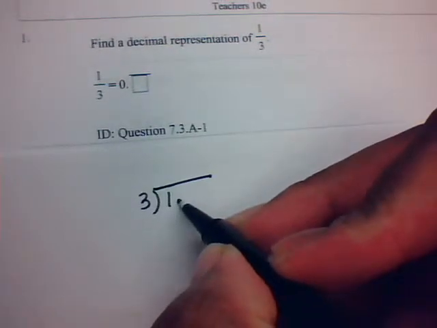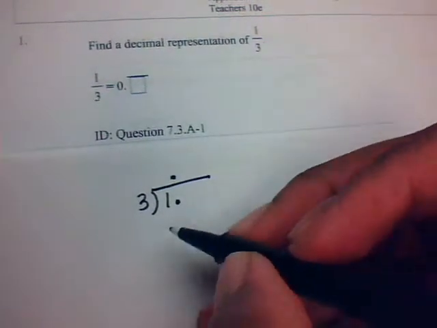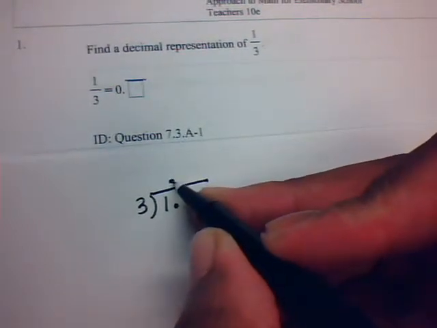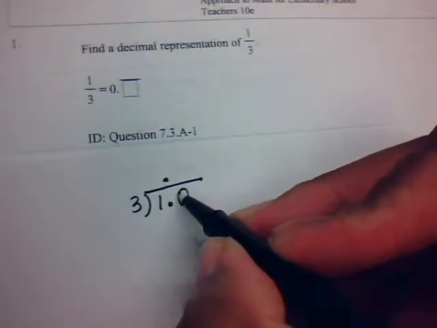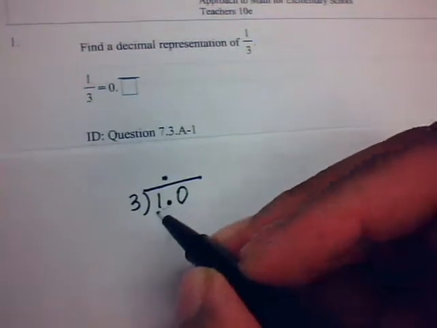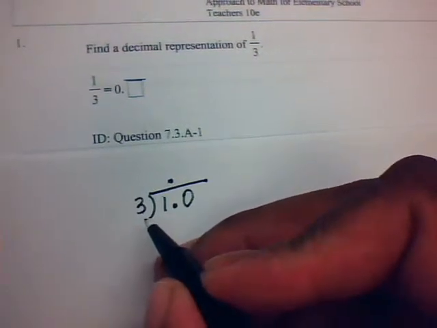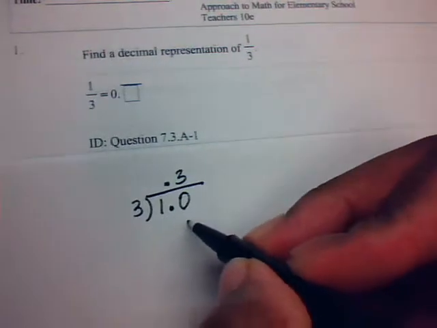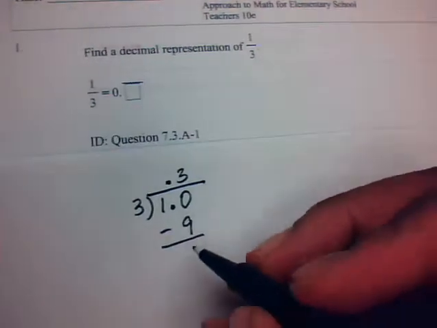I'm going to do 3 divided into 1. And to do that, I have to place the decimal point behind the 1 and the decimal point in the quotient and add a 0 behind the decimal point. That way I can divide 3 into 10. That's going to go 3 times. And 3 times 3 is 9.